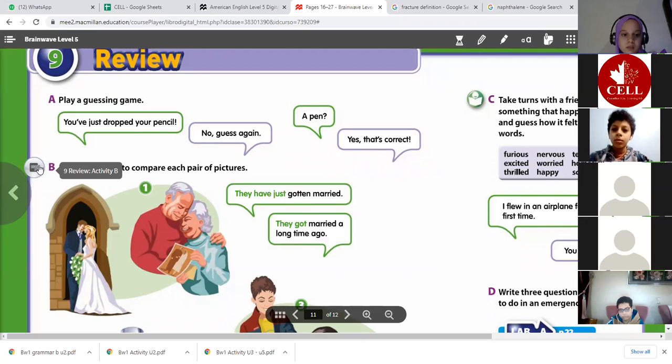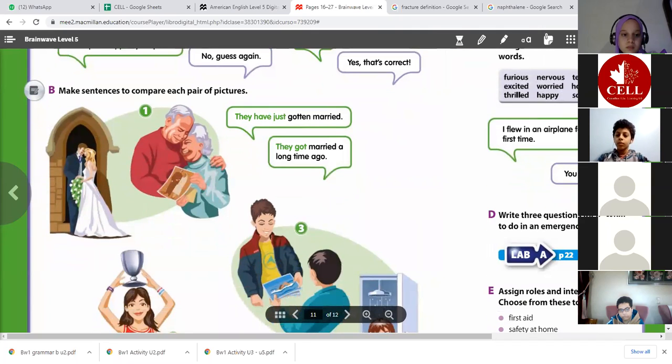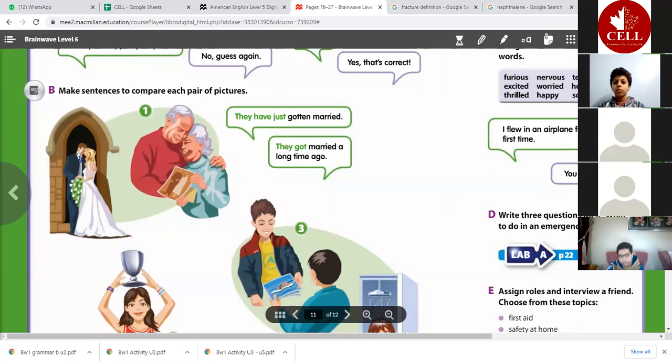Remember guys, grammar wise, what did we say? When we use just, we are talking about the past which has happened recently. When we use ago, a long time ago, that action happened a long time back.